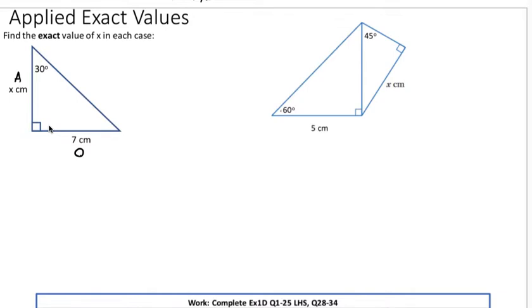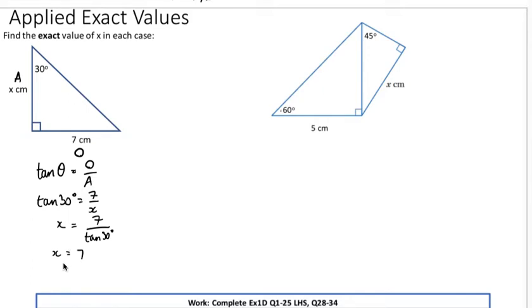Write it out. Tan theta is equal to opposite over adjacent. Sub in our values, tan 30 degrees is equal to 7 over x. And what we can do is swap. We know that little shortcut now, x is equal to 7 divided by tan 30 degrees. And we know tan 30 is equal to root 3 on 3. So it's 7 divided by root 3 on 3.